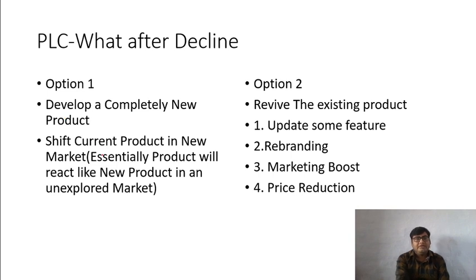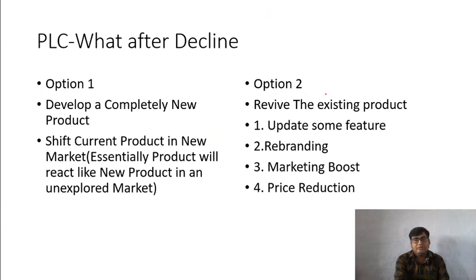That is the best option, because ultimately customers will move to some new, better product. Or the second option is to shift the current product to a new market. If there is a country where only 3G service is there, and there is no 4G service, then Jio can go to that country and sell its 4G SIM cards there also. This is also a new product in that market. So basically you have to introduce a new product in a market. That is the best option. Meanwhile, if your product is not ready, then you can go for option 2.